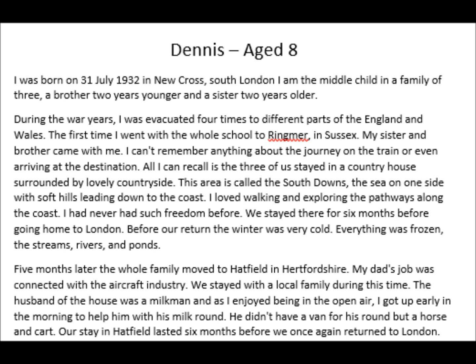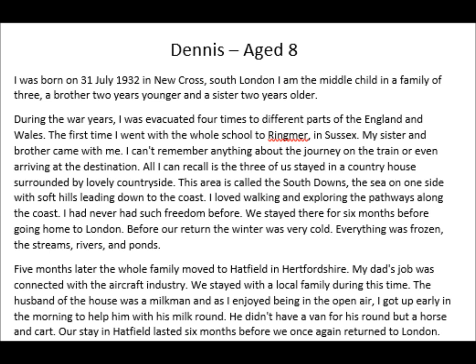Before our return the winter was very cold. Everything was frozen, the streams, rivers and ponds. 5 months later the whole family moved to Hatfield in Hertfordshire. My dad's job was connected with the aircraft industry. We stayed with a local family during this time. The husband of the house was a milkman, and as I enjoyed being in the open air, I got up early in the morning to help him with his milk round. He didn't have a van for his round, but a horse and cart. Our stay in Hatfield lasted 6 months before we once again returned to London.